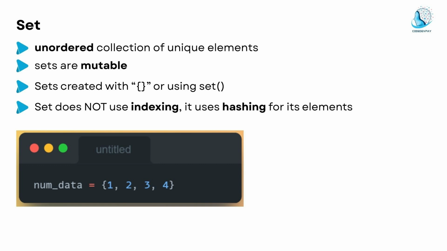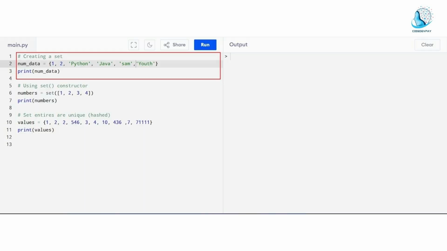So 1 is having its own unique identity, 2 as a number is having its own identity. Let's take a look at an example to understand better. In this example, we have the first part, which is creating a set. Created a variable called num_data, and we've assigned it to 1, 2, which are integers. We have Python, Java, sum, and use as strings. So on line 3, we are going to display the sets in the console.